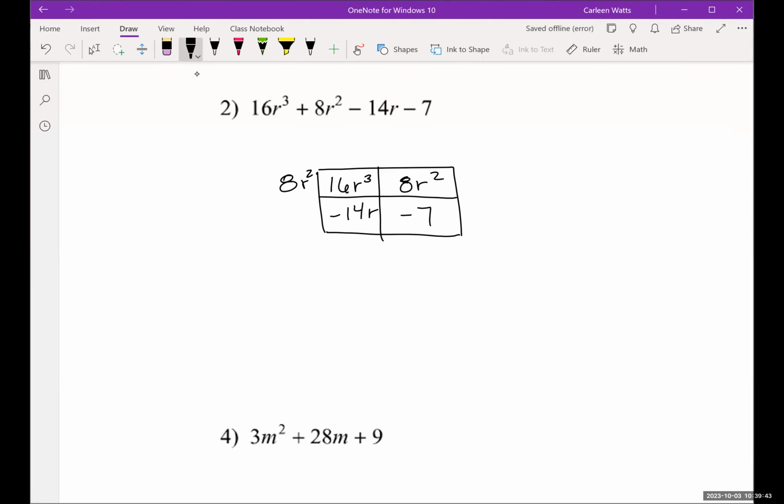And then I need to multiply to get an answer of 16R cubed. So I need 2R. Yeah, 8 times 2 is 16. R squared times R to the 1st gives me R cubed. And then what am I going to put right there? All right, a 1. Okay, 2R times -7 is -14R.